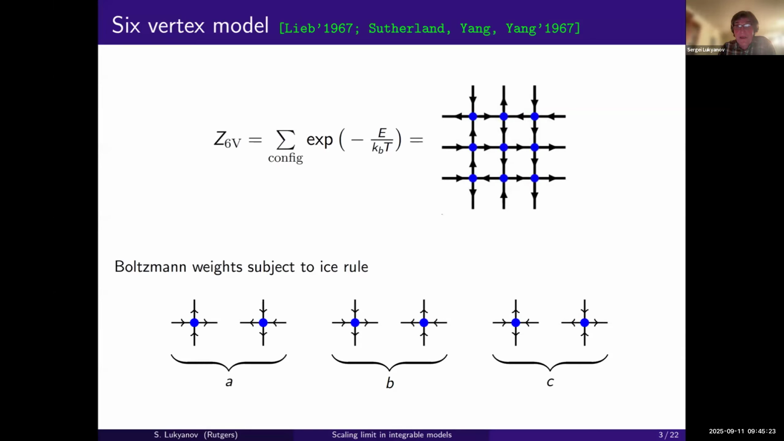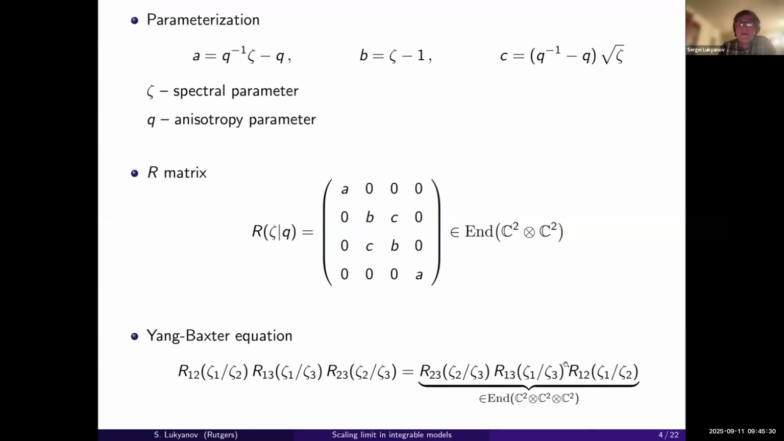The 6-vertex model is very well known; I don't need to explain this. But the first step would be the parameterization of the Boltzmann weights of the vertex. I'm going to use zeta and q. Zeta is a spectral parameter, and q is the anisotropy parameter, which I already mentioned. Once the Boltzmann weights are organized in a 4x4 matrix, they satisfy the Yang-Baxter equations, which is a kind of central object in our conference and in all of mathematical physics now.